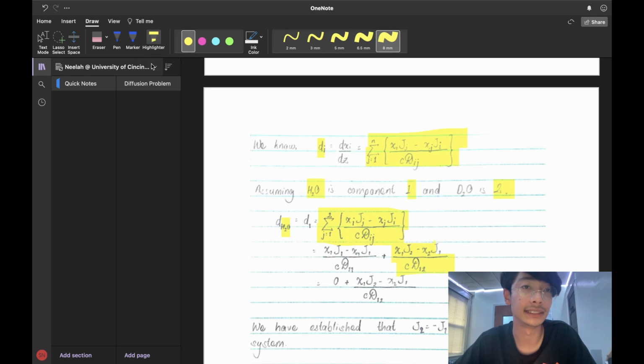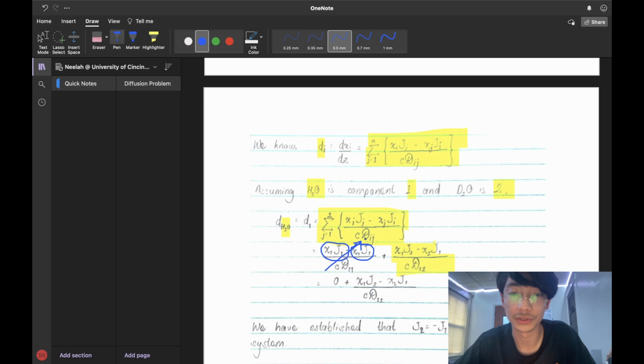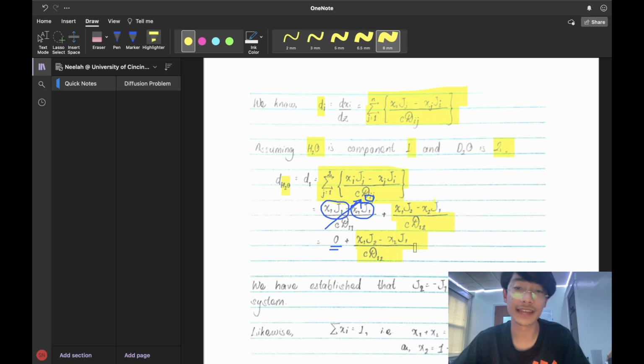What we realize here is that we have one component and the same component being subtracted from each other. So this whole term goes to 0, which is what's written here, and we end up with this relationship. Now, we've already established that the diffusion flux of component 2, which is D2O, and the diffusion flux of component 1, which is H2O, are equal and opposite. So we can simply replace the diffusion flux of component 2 by the negative diffusion flux of component 1.